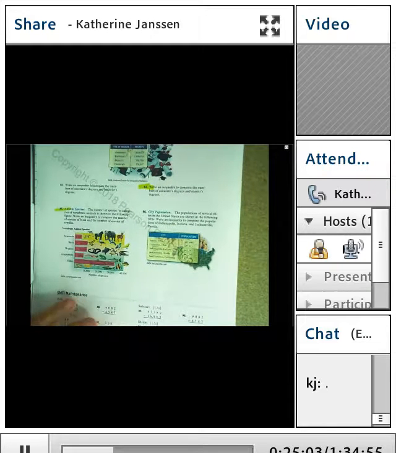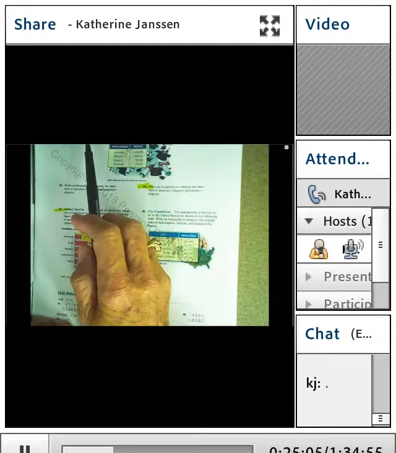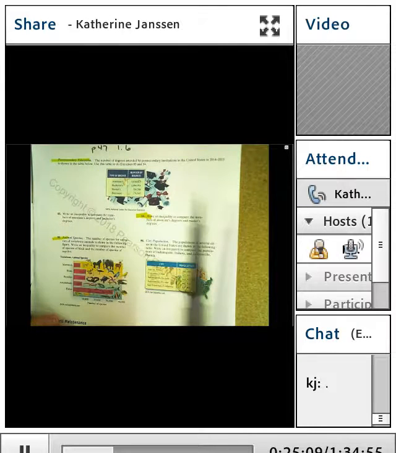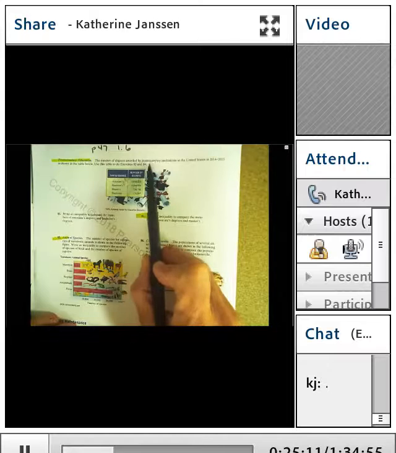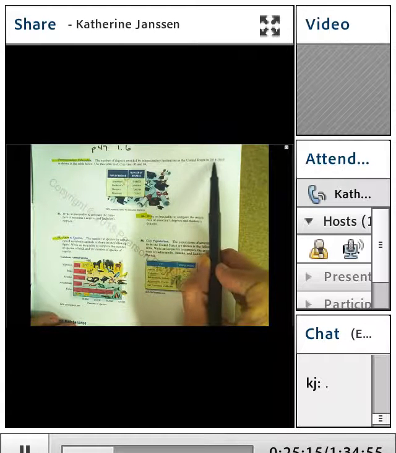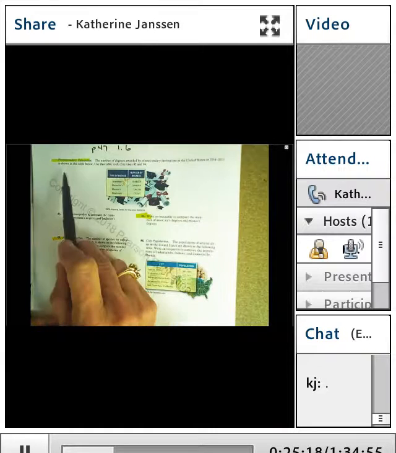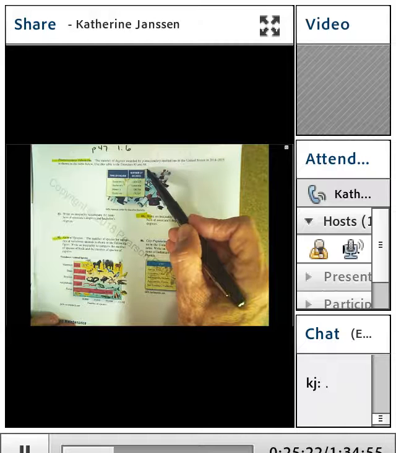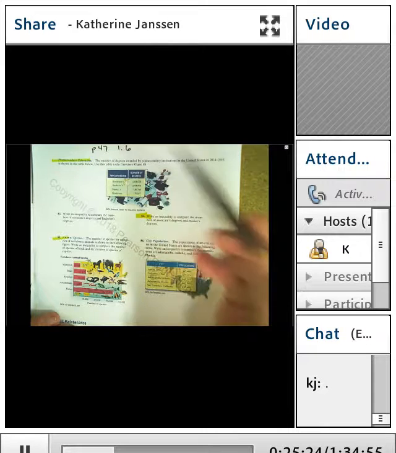On page 47, post-secondary education. The number of degrees awarded by post-secondary institutions in the United States in 2014 to 2015 has been shown in the table below. Use this table to complete exercises 83 and 84.